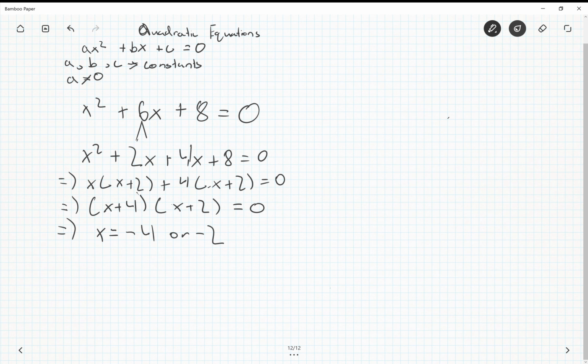Because if we have -4 inserted into this x, this bracket individually becomes 0, and 0 multiplied by anything is 0. At the same time, if we insert -2 into this bracket, it will become 0, and 0 multiplied by anything equals 0. So now we've figured out how to use the middle term factor law, how to use the null factor law, and what is a standard equation of ax squared plus bx plus c.